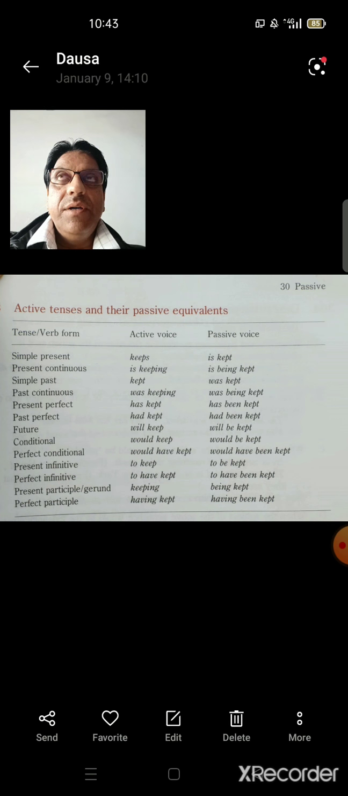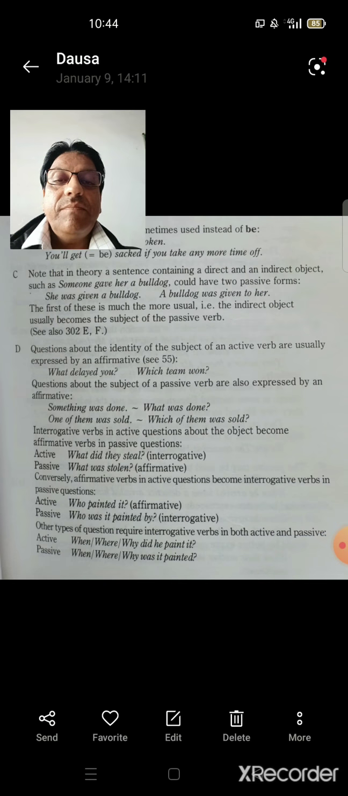Now in this picture you can see the passive equivalents of all the active tenses for the verb keep. We have the simple present, present continuous, past, past continuous, present perfect, past perfect, future, conditional, perfect conditional, present infinitive, perfect infinitive, present participle or gerund, and perfect participle. So these are all the passive equivalents for the active tenses.